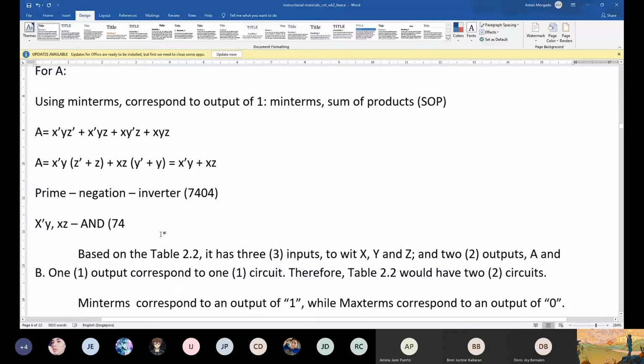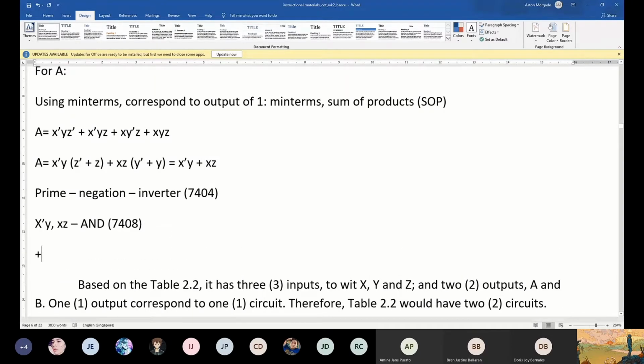Okay, 7408. So therefore, for x prime y, you're going to use an inverter and AND. For xz, we will use AND. And then, to connect the terms together, you have plus here. For plus, that is OR. That is 7432. Okay, so that's why.